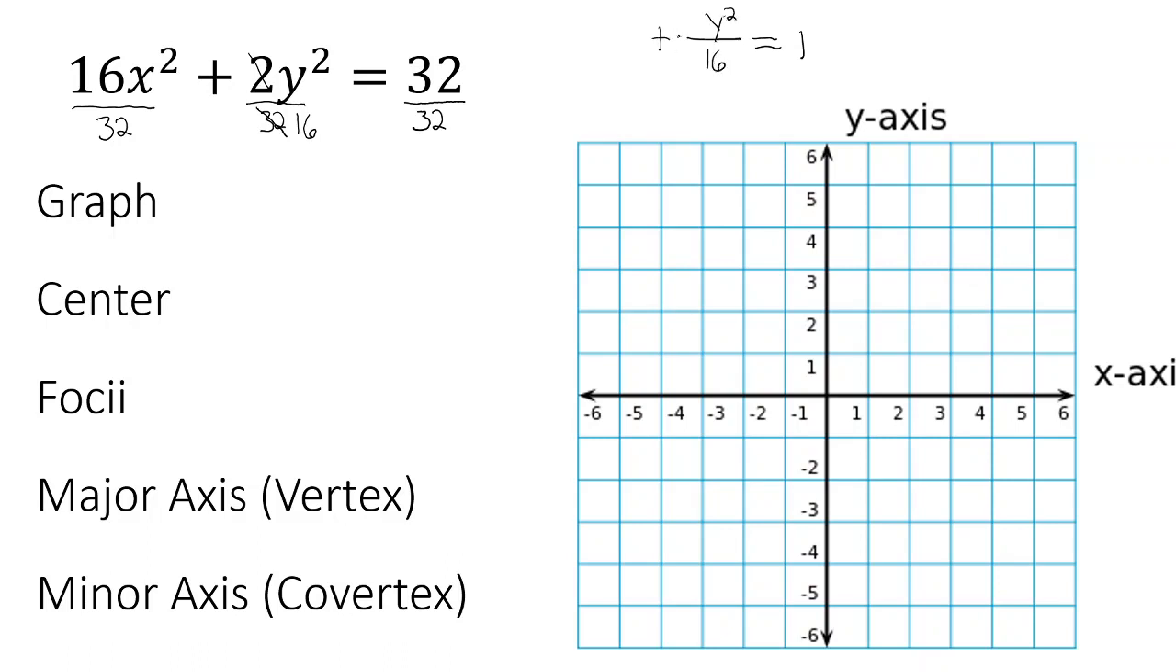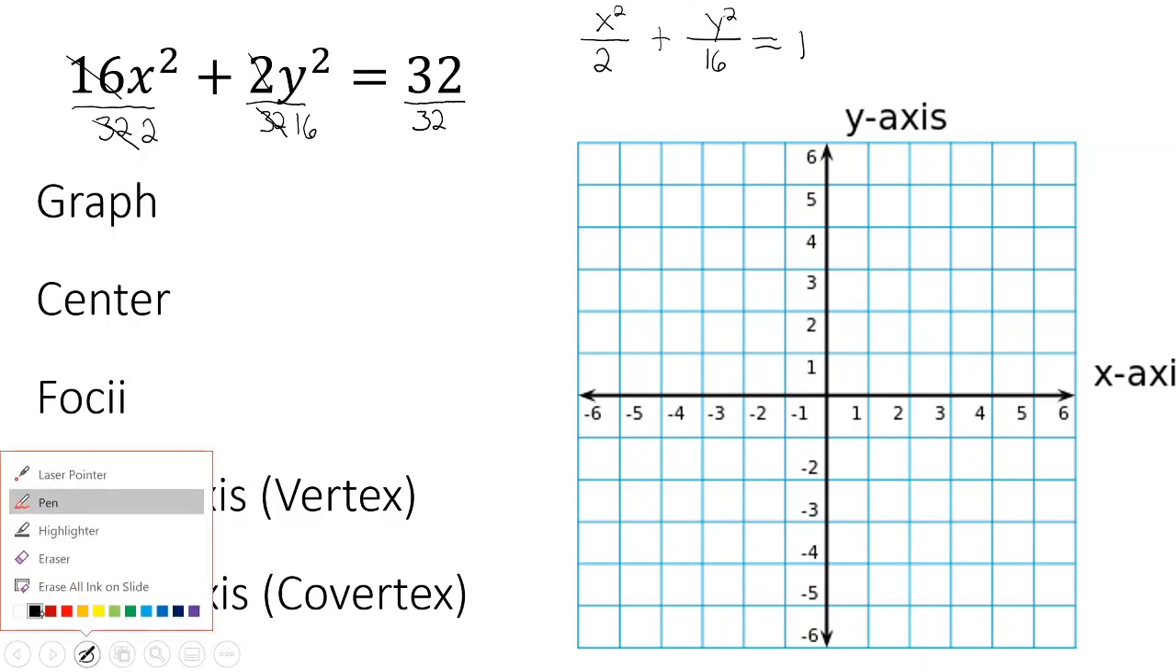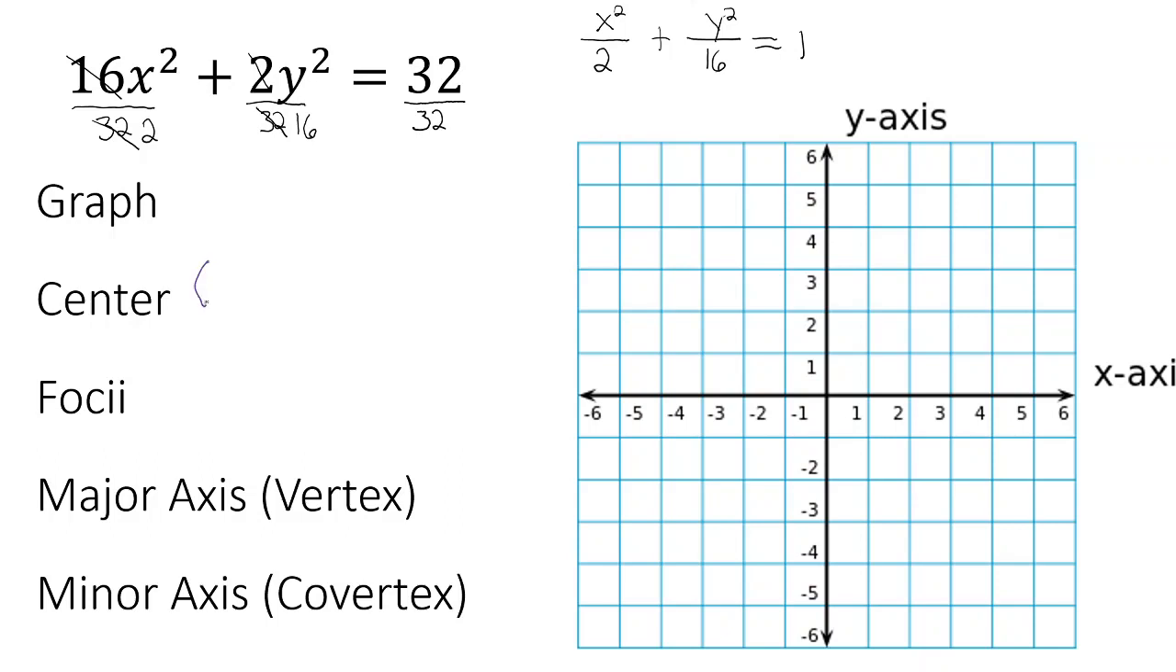So far, I'm being really nice to you. Everything on the top, x and y, just comes out neatly. And 16 goes into 32 2 times. So x squared over 2. Everything's come out evenly so far. So I like that. The first thing I notice is the center is at 0, 0. So I can start there.